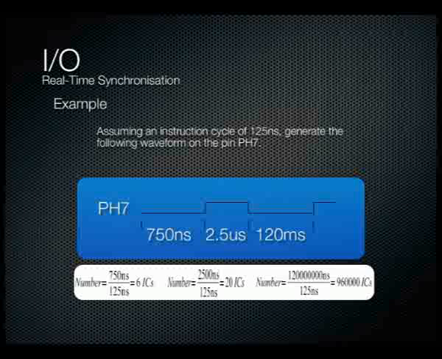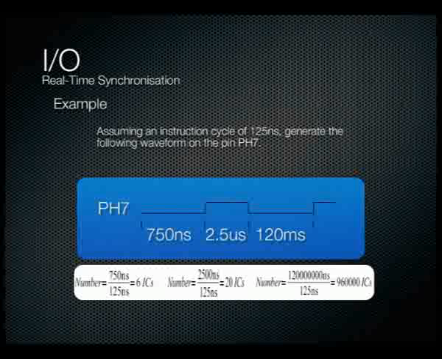Next delay is going to be 2500 nanoseconds divided by 125 nanoseconds. So we see that's going to be roughly 20 instruction cycles. And then the last one, simply divide that through, and we find we're going to need a hell of a lot of instruction cycles to do that 120 millisecond delay. So we're going to use 3 different mechanisms here to do those real-time synchronizations.